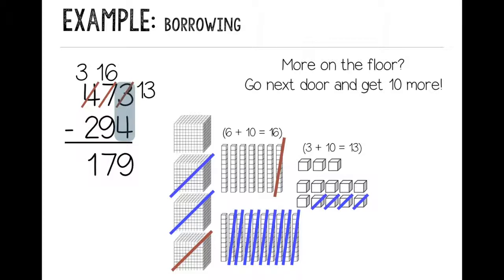And my last step is to check my answer with addition. So I take my difference, 179, then I add the number I subtracted, plus 294. I start in my ones place. 9 plus 4 is 13. We leave the 3 in the ones place, carry 1. 1 plus 7 plus 9 is 17. So I put a 7 in the tens place, carry 1. 1 plus 1 plus 2 is 4. So I put a 4 in the hundreds place, 473. And since I got the same thing I started with, I know I got the right answer.